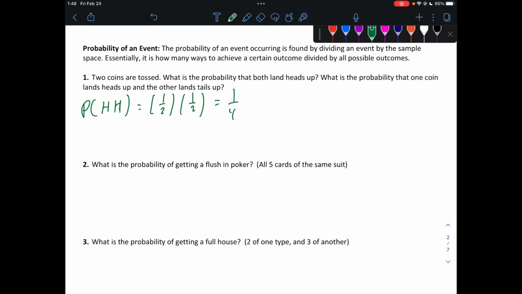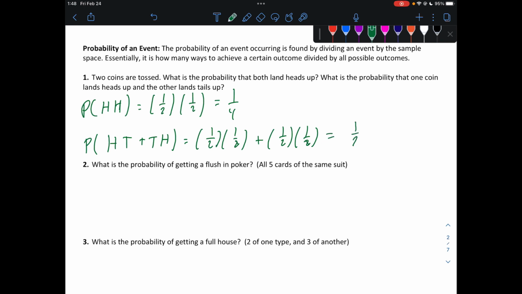Okay, what's the probability that we would get one coin heads up and the other one tails up? So that could be either heads, tails, or tails, heads, right? So the first one would be 1/2 times 1/2. Plus the second one would also be 1/2 times 1/2. So that's 1/4 plus 1/4, or 2/4, or 1/2. So the probability of getting one heads and one tails would be 1/2.